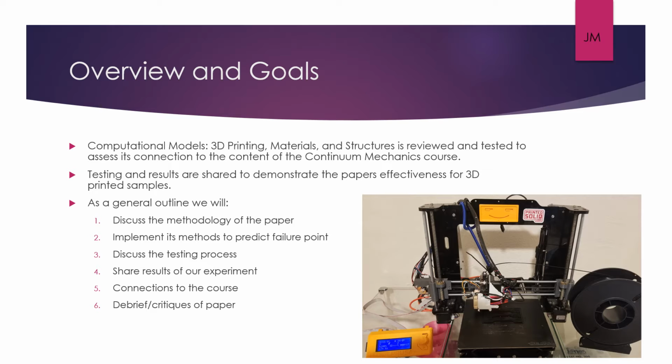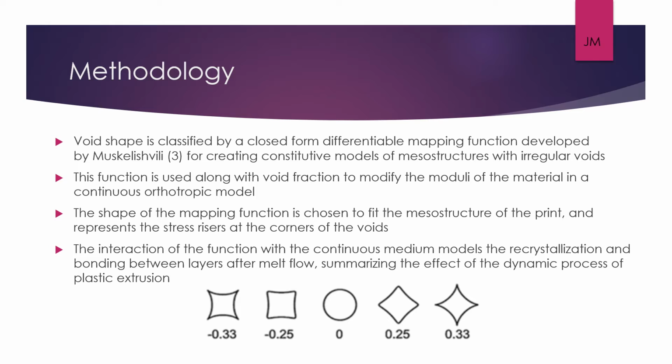on the paper. So within the paper, a void shape is discussed, and it is explained to be classified by a closed form differential mapping function. And this function is essentially used along with the void fraction to modify the moduli of the material in a continuous orthotropic model. This shape of the mapping function is chosen to fit the mesostructure of a particular print, and you'll see later on in this presentation where we have selected a void shape for our particular 3D printed material.